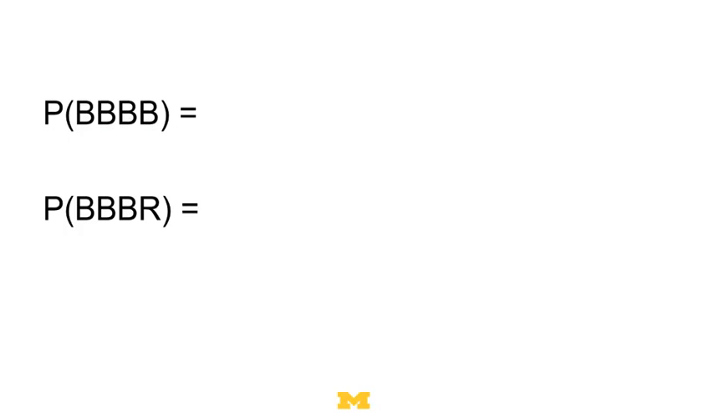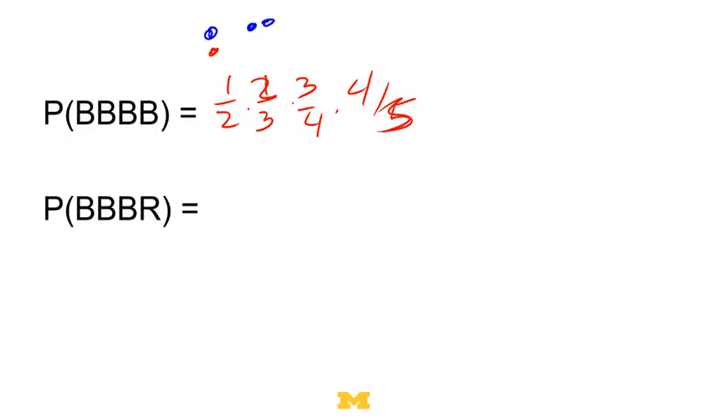Well, the odds of picking 1 blue ball the first time are 1/2. Then it's 2 out of 3. Then it's 3 out of 4, and then it's 4 out of 5. Because what's happening is I start out with 1 blue ball, 1 red ball. Then I've got 2 blue balls, 1 red ball. Then I've got 3 blue balls, 1 red ball. And then I've got 4 blue balls and 1 red ball. So when I multiply all this stuff out, I just get all these things canceled and I get 1 over 5.